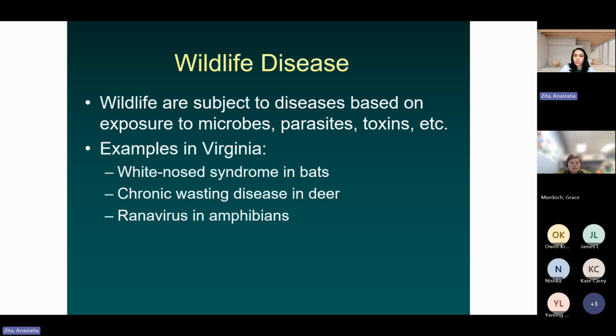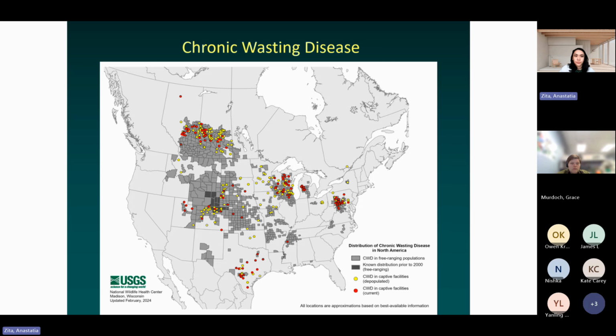Another example is chronic wasting disease, which is a neurological disease that affects deer and elk and has been found in some parts of Virginia. And then finally, rhinovirus is a viral disease that affects amphibians, including frogs and salamanders, and can cause severe illness and death. These diseases can have significant impacts on the population of affected species, and wildlife managers and researchers work to identify and manage those to minimize their effects on the populations and the larger ecosystems.